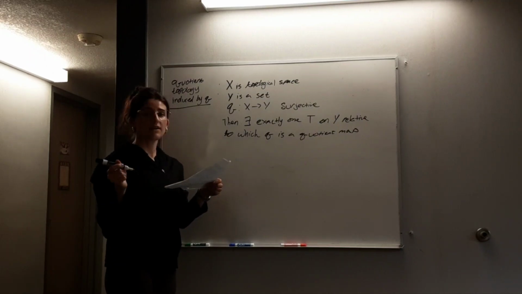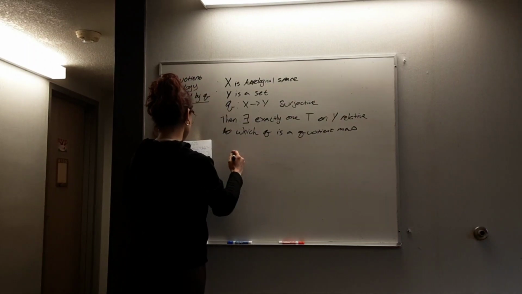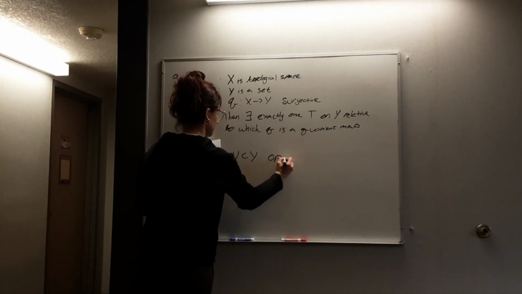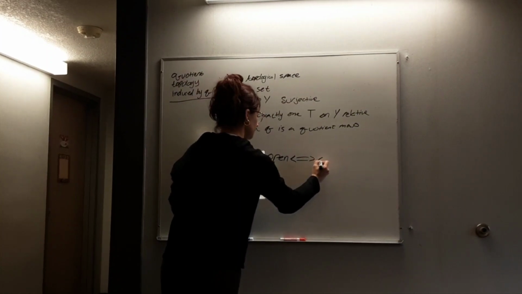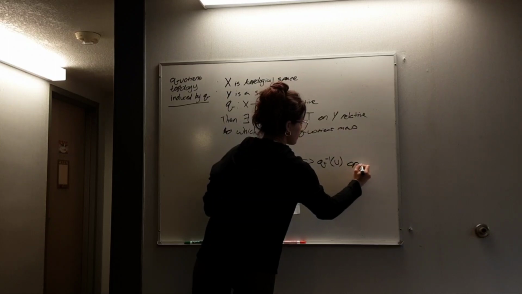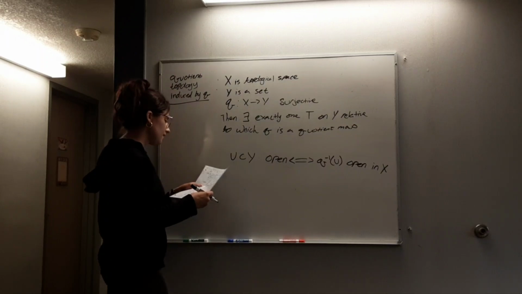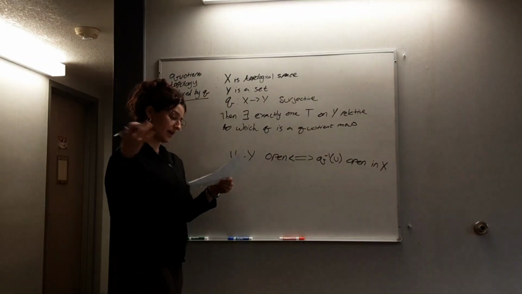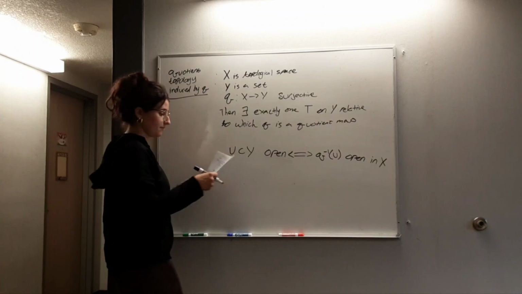So then we can define the quotient topology with some formulas. We can have that U subset of Y is open if and only if Q inverse of U is open in X. And then we'll get these following equations, which are going to be really important when it comes to actually showing what a quotient topology is.